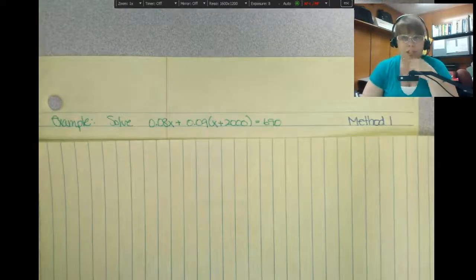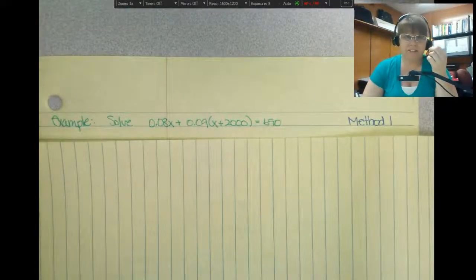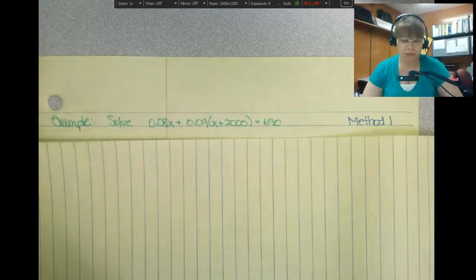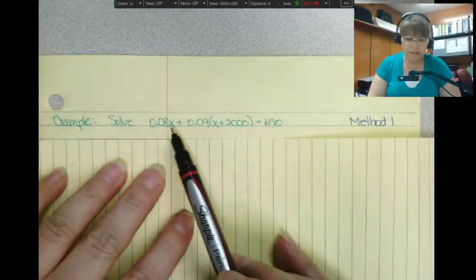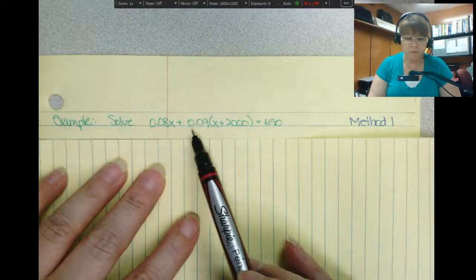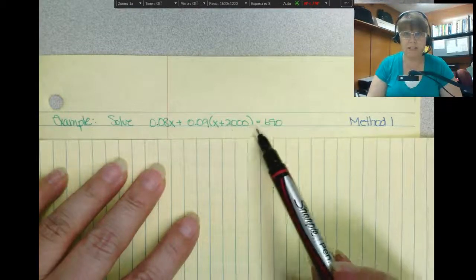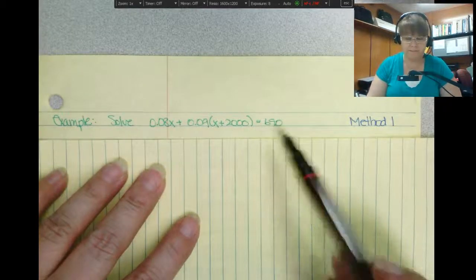Just like with fractions, we have two methods when dealing with decimals. The first method is we just work with the decimals. The second method is we eliminate the decimals. Okay, so let's work through the first method. I want to solve 0.08x plus 0.09 times quantity x plus 2000 equals 690.